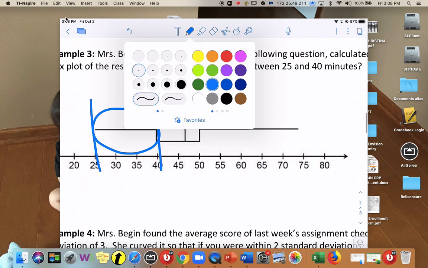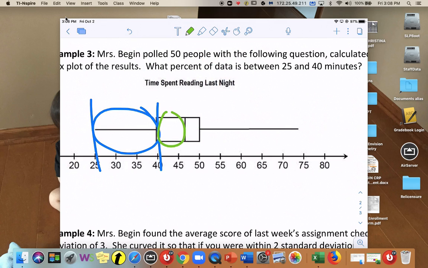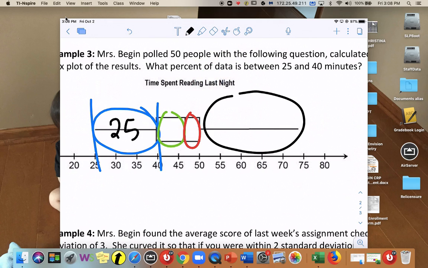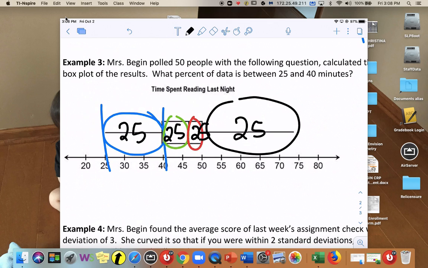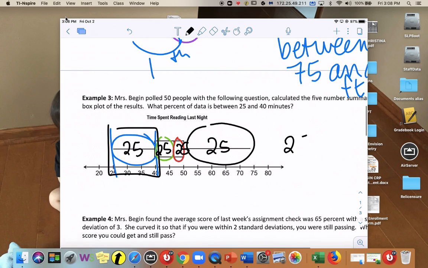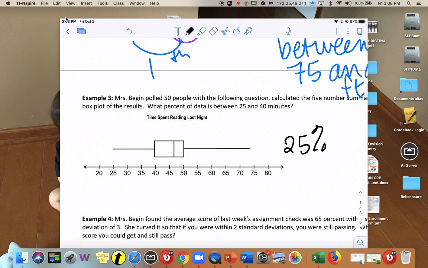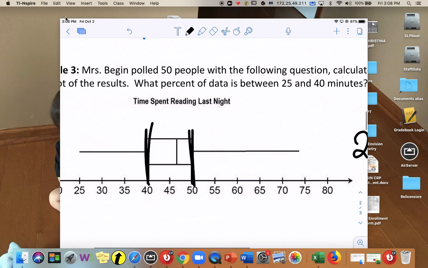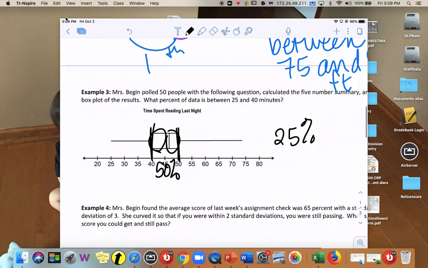And remember, quartiles are named that because there's 4 quarters, like 4 quarters in a dollar. All right, so in each of these quartiles, there's 25% of the data in each quartile. And so if I ask you what percent of data is between 25 and 40 minutes, that would be 1/4 of our data. So you'd say 25%. I could ask what percentage of data is between 40 and 50, and that's 2 of the quarters. So this would be 50% of the data is between 40 and 50. So that would be where the majority of the people are.